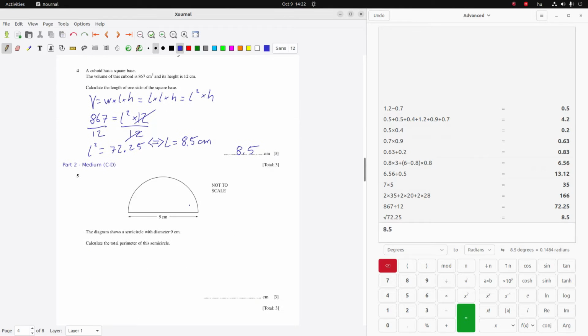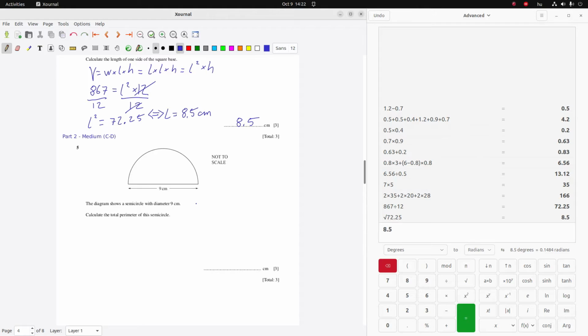Okay, very good. Moving on. We're now doing the medium questions. The diagram shows a semicircle with diameter 9. Calculate the total perimeter of the semicircle. So we want to calculate this distance, which we know is 9, plus this arc distance. And this arc distance will be, because it's a semicircle, exactly half of the total circular distance.